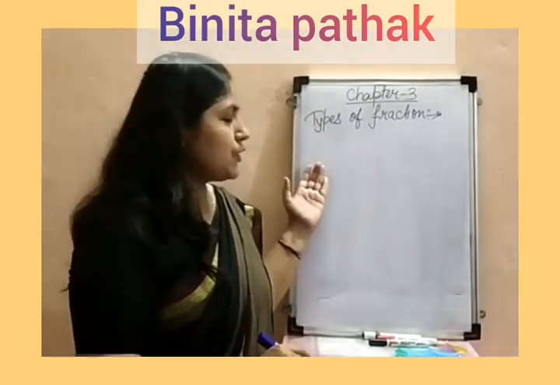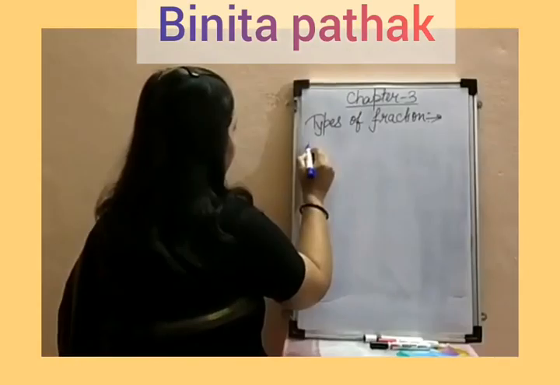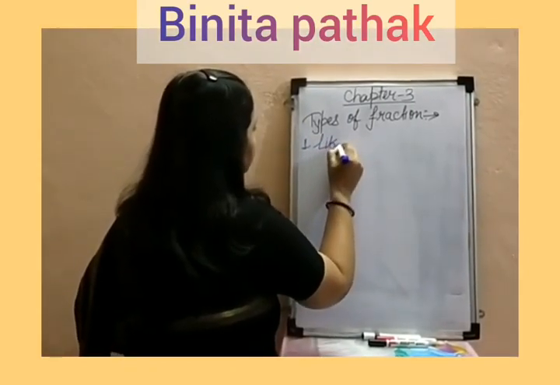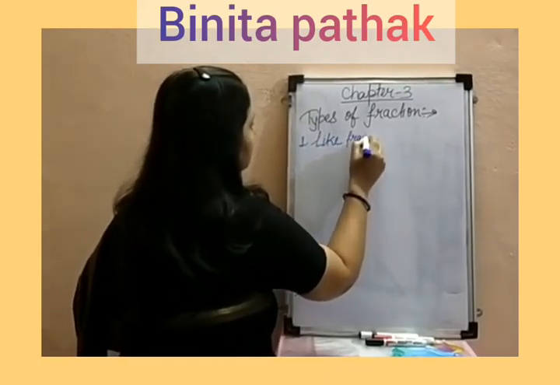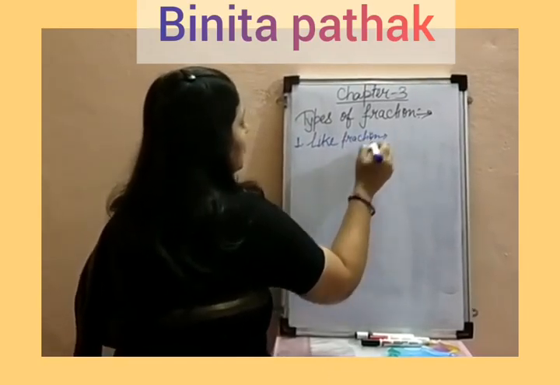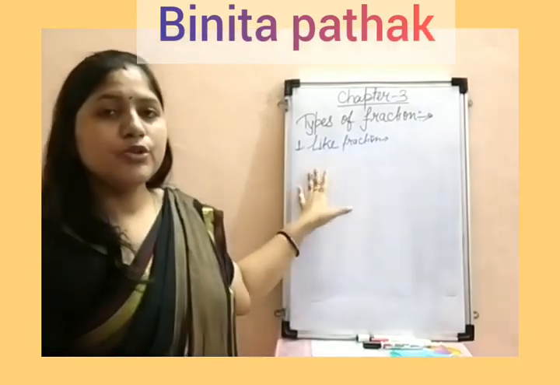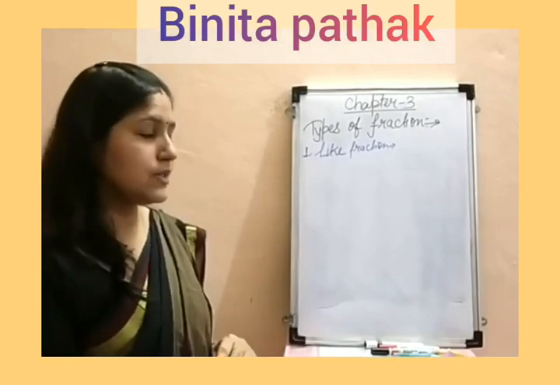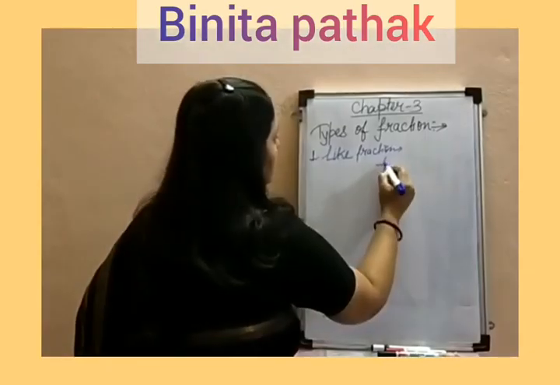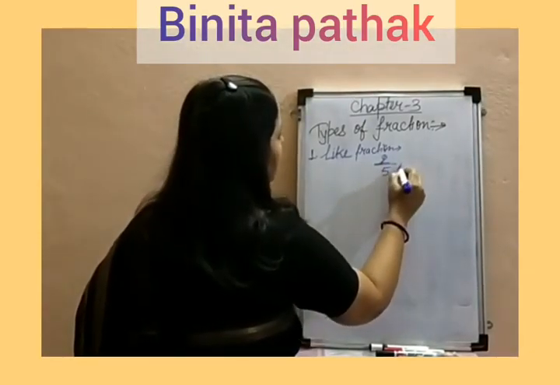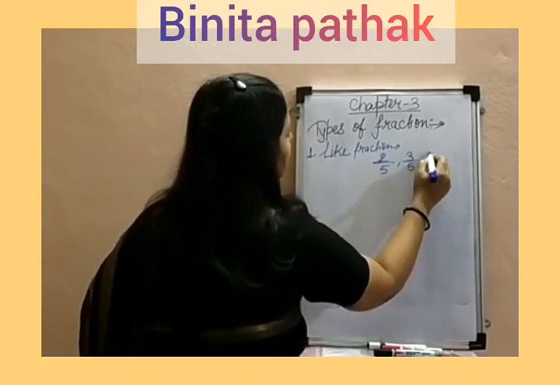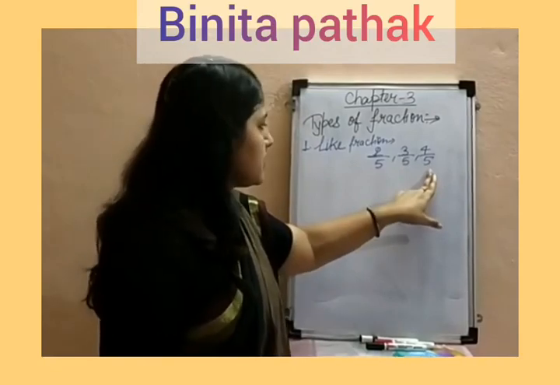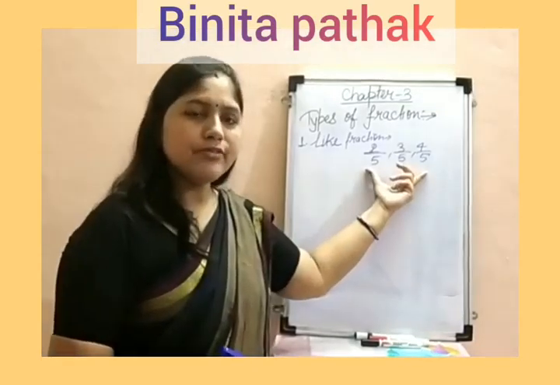Here are the types of fraction. First is like fraction. What is like fraction? If two or more fractions have the same denominators, for example 2 upon 5, 3 upon 5, 4 upon 5, here all the denominators are same. These are called like fractions.